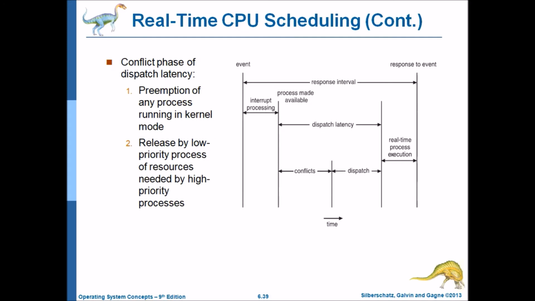So now in the figure, we diagram the makeup of dispatch latency. The conflict phase of dispatch latency has two components. First is the preemption of any process running in kernel mode, and then the release by low priority processes of resources needed by high priority processes to dispatch.